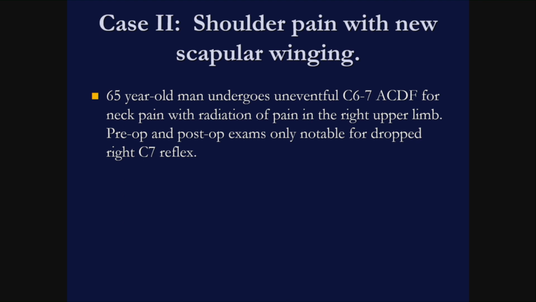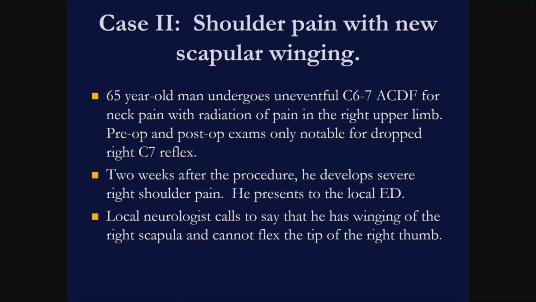This should be case 3. This is my last case. So a 65-year-old man undergoes C6-7 anterior cervical discectomy with fusion for neck pain with radiation. He had radiating pain in the right upper limb. His exams were not super impressive. He just had a dropped right C7 reflex, both before and after his operation.